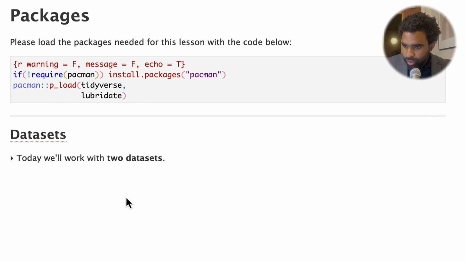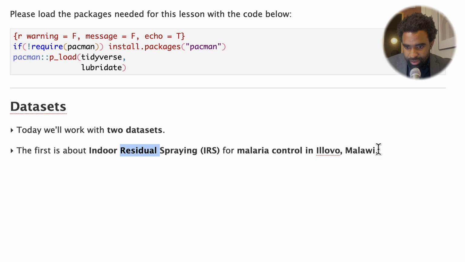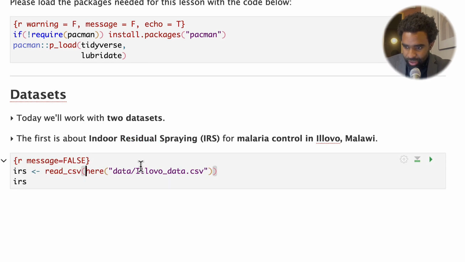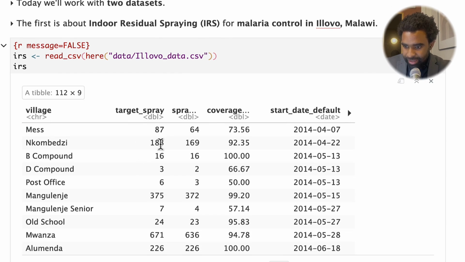We'll be working with two data sets. One concerns indoor residual spraying data from a malaria control program in Ilovo in Malawi. Residual here just means that after the place is sprayed, some of the material stays on and continues to kill mosquitoes after the initial spray. That's the residue that continues to stay on. And we can go ahead and import that dataset using this code over here. And we can take a quick look at the IRS dataset here.